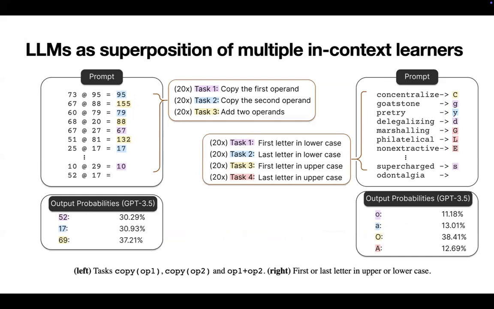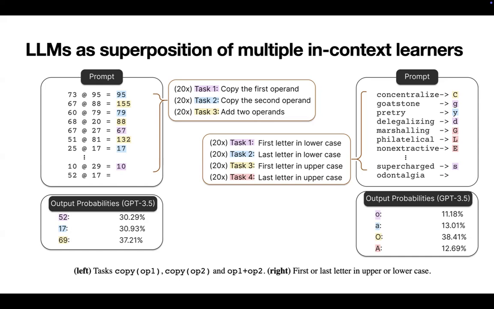On the left-hand side, we have test copy. Given an input that is 2 operands, for example 73 and 95, the task is to either copy the first operand, copy the second operand, or add the two operands. And on the right-hand side, we consider the scenario of 4 tasks. Given a word, the task is to output either the first letter or the last letter in lowercase, or the first letter or last letter in uppercase.